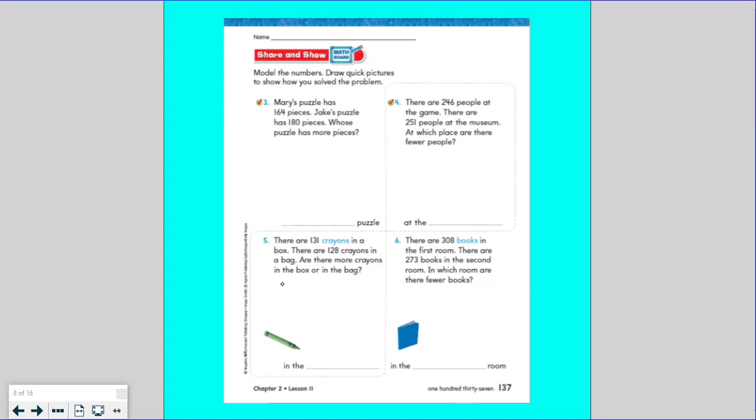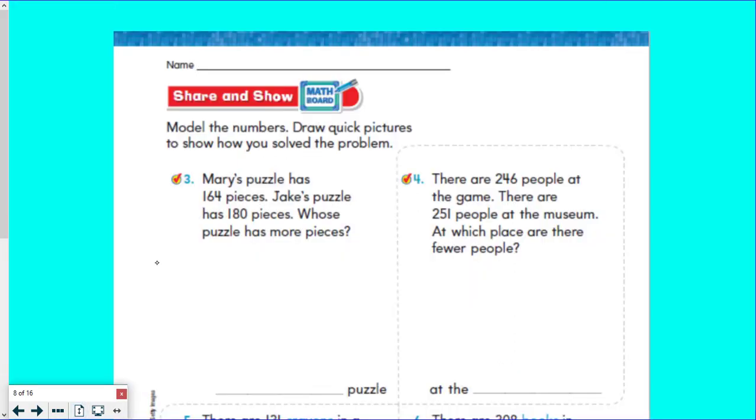Okay, so Mary's puzzle has 164 pieces. Make this bigger. There. Jake's puzzle has 180 pieces. Whose puzzle has more pieces? So we're supposed to model the numbers, draw quick pictures to show how you solve the problem. So I'm just going to draw the quick picture. You should have already made the model at home. You don't need to draw the model. You just have to draw the quick picture.